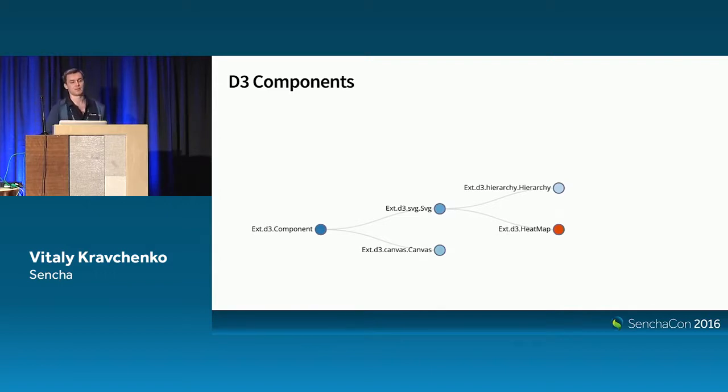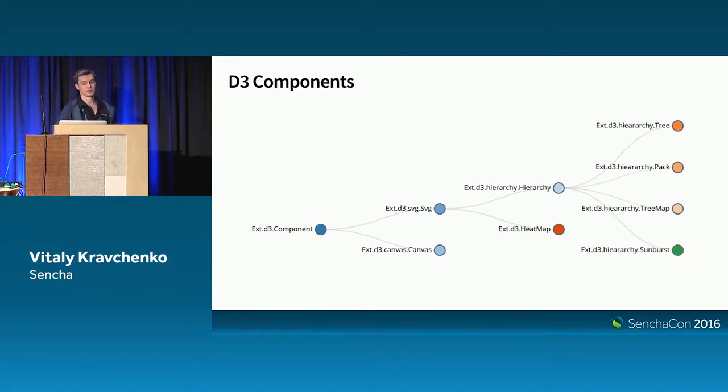Since D3 is primarily DOM-focused, and although it can work with Canvas, Canvas is kind of second fiddle, we build all of our own components on top of the SVG class. And those are the heatmap, which we'll look into later, and the hierarchy class, which is an abstract base class for components that implement D3's hierarchy layouts. And we currently have four of those: the tree, pack, tree map, and sunburst. And by the way, this chart itself has been visualized using our D3 tree component.